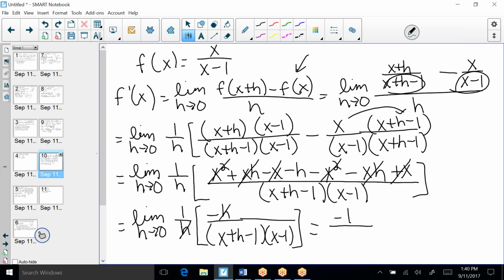And now we're looking to see if we can take the limit by plugging 0 into that denominator for h. So when you plug 0 in for h, we have x minus 1 times x minus 1, and that ends up being x minus 1 squared. So that's going to be our derivative of that function x over x minus 1.